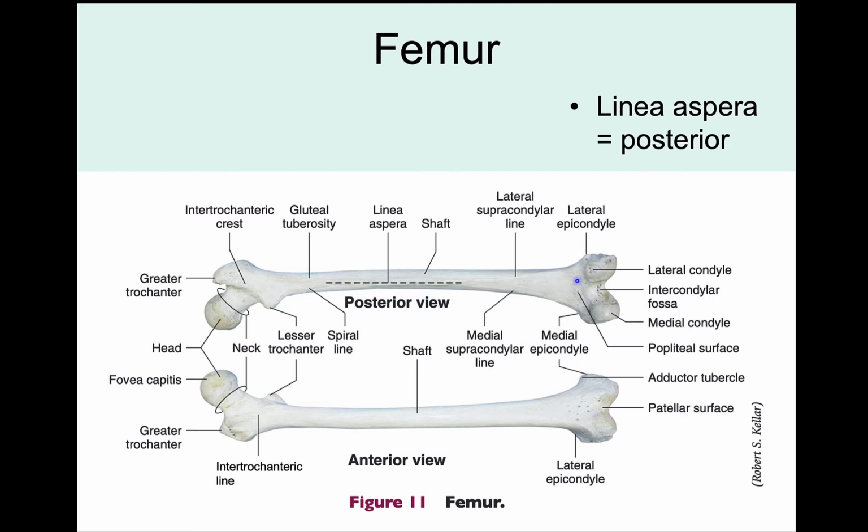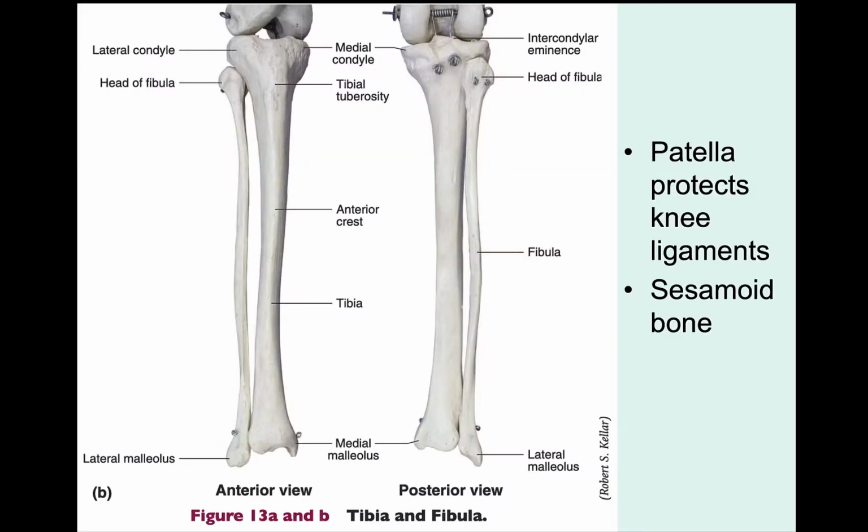Posteriorly, we see our popliteal surface, and in between our condyles, we have the intercondylar fossa, or the fossa between the condyles. And this is where we'll see the ACL and PCL, anterior and posterior cruciate ligaments, connecting our femur with our tibia. You'll also see these two structures here, the lateral and medial supracondylar lines. So a little ridge of bone on both lateral and medial aspects of this bone that are above or proximal to the condyles. Onto our tibia and fibula.